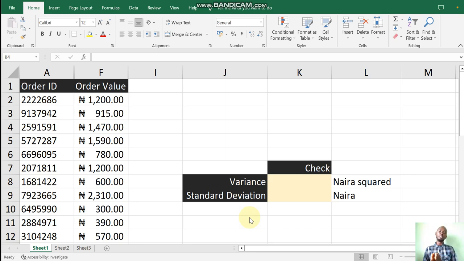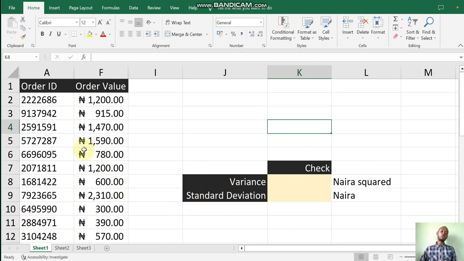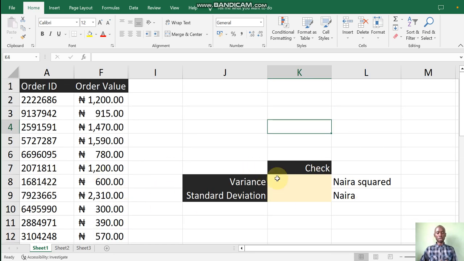Now today we'll be looking at measure of dispersion. Measure of dispersion simply means how dispersed or how spread out your data is. It looks at the spread of your data set around the mean. So now let's take, for example, a given data set. Let's assume we take this data set as an example, and we want to see how spread this data is around the mean.